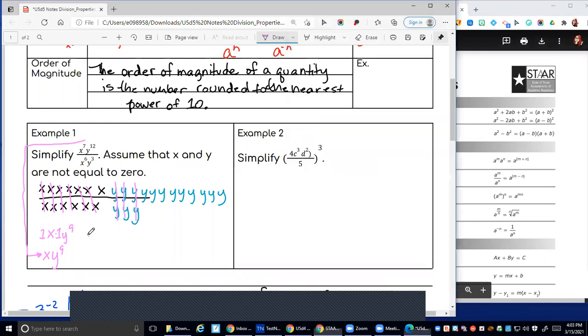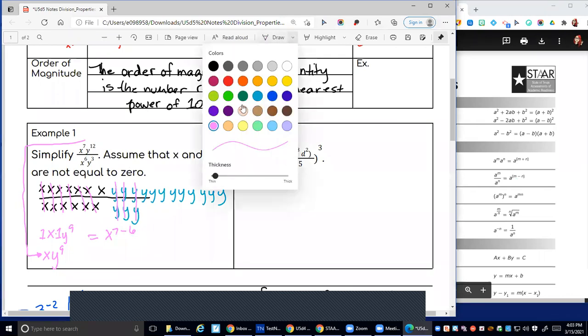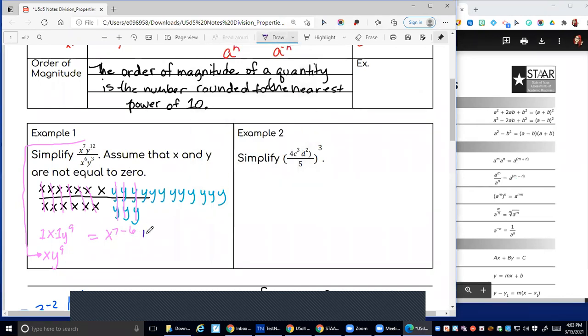If I wanted to do it the easier way, I probably could have just said x to the power of 7 minus 6, right? And then I could have done y to the power of 12 and then subtract the 1 on the bottom, minus 3. And so that gives me 1. 7 minus 6 is 1. And then y to the power of 12 minus 3, that's 9. And of course, you can see that it still would result in this. Any questions?